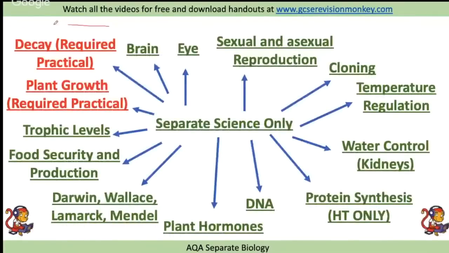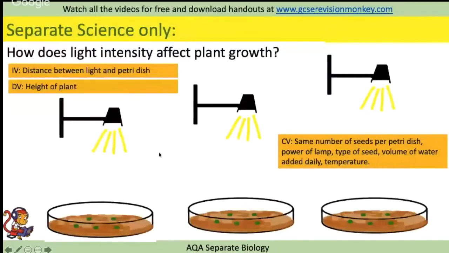They're in more detail in the required practical video if you want to watch them, but for separates, plant growth and decay. So we'll talk about plant growth first and decay a bit later on. So with plant growth, you're just talking about changing one factor, like light intensity or light direction, and seeing how that affects plant growth. So nice and easy practical for this one.